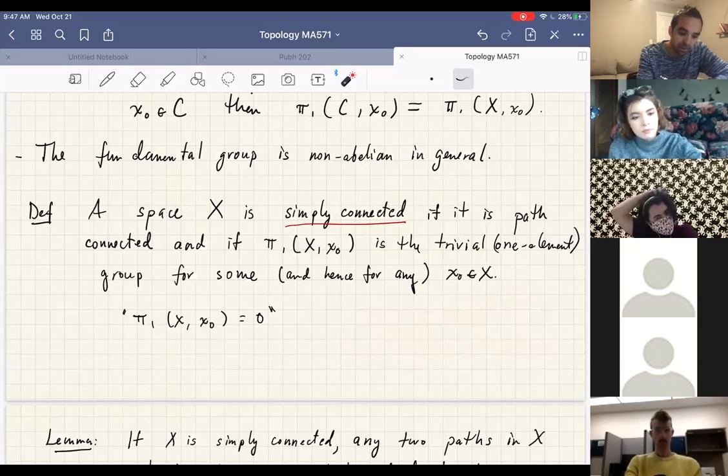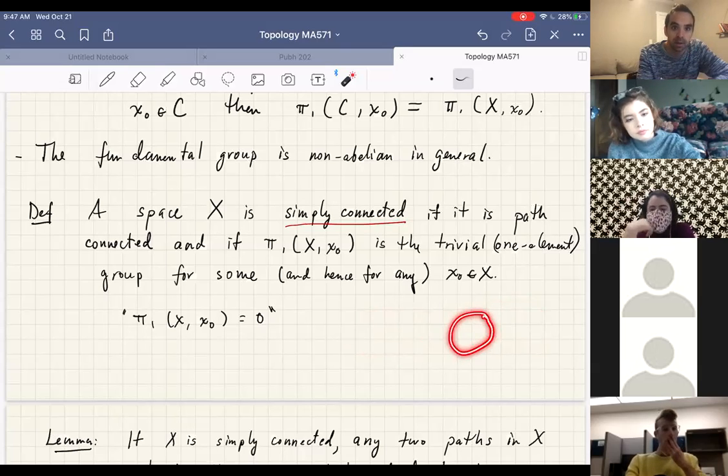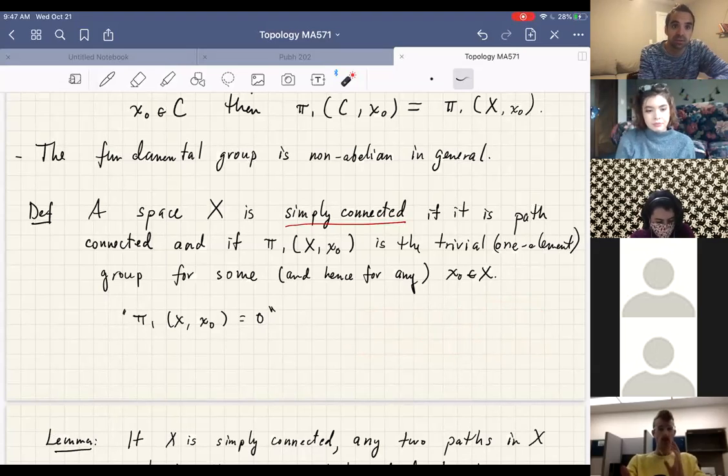But for example, the fundamental group of the circle will be the integers, which is abelian. We'll prove that on Friday probably. So far we haven't computed any explicit examples of the fundamental group. Only the fundamental group of convex sets in Euclidean space, which we showed is trivial, right?